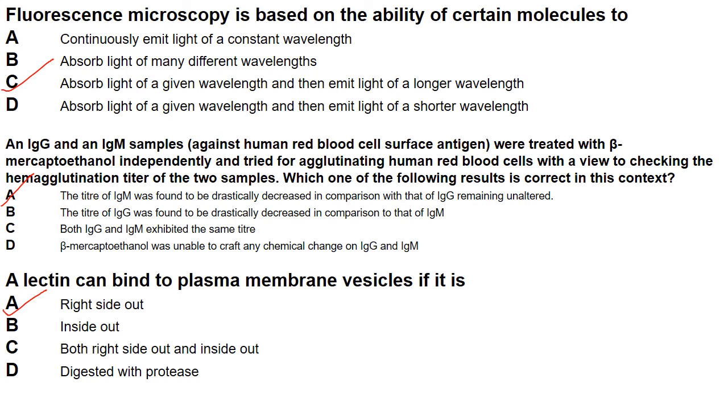Now carbohydrates are an important part of membranes and they are an important facet of the extracellular matrix. Lectins are proteins which bind to carbohydrates, and carbohydrates are usually exposed on the cell surface and lectins bind to the carbohydrates. There are no glycoproteins on the internal side, therefore inside out vesicles do not interact with the lectin, but right side out vesicles do interact. So a lectin can bind to plasma membrane vesicle if it is right side out.